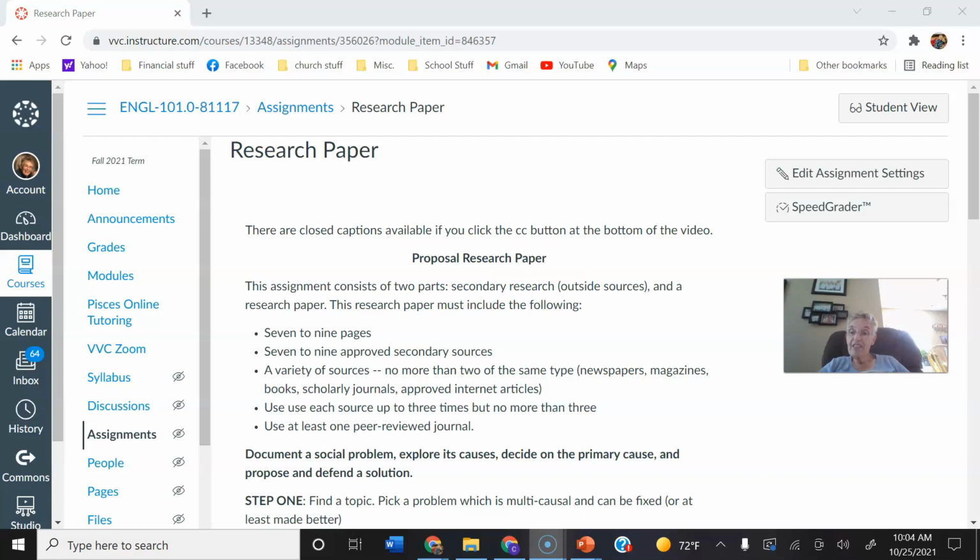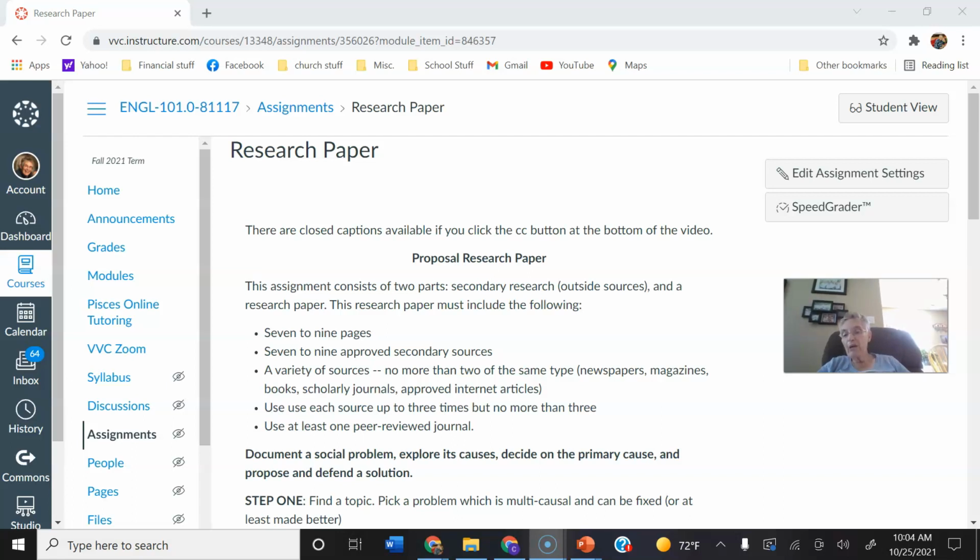It's got to be 7 to 9 pages instead of the normal 4 to 6. So it's got to be 7 to 9 approved secondary sources. And this is something that's different with it. It's got to have a variety of sources, no more of this 2 of the same type.